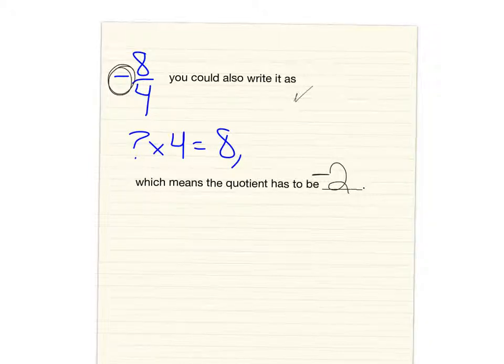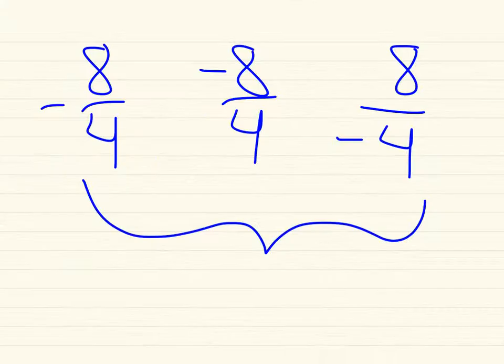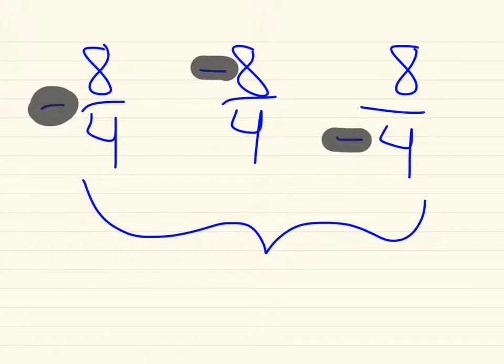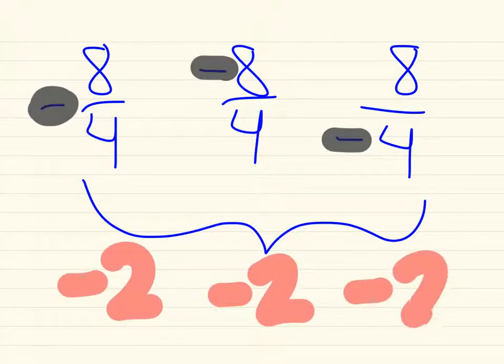The main thing that is really important for you to understand is that where the fraction is negative, there are 3 different ways that you can write it, and they all mean the same thing. You can have the negative out in front of the entire fraction, you could have the negative with the numerator, or you can have the negative with the denominator. In all 3 of the scenarios, the answer here would be negative 2.